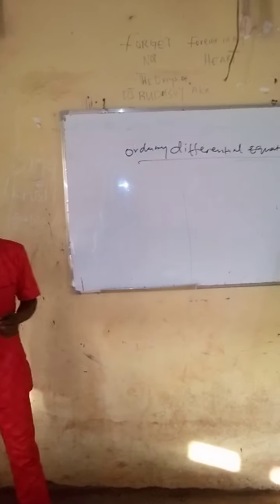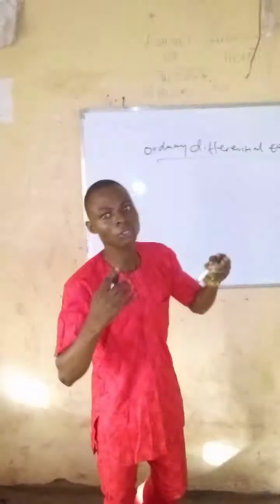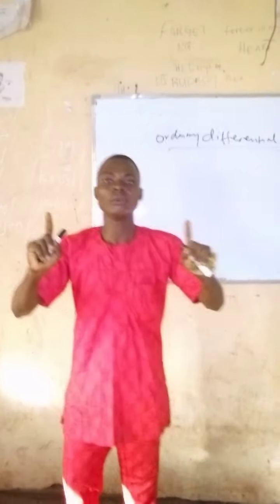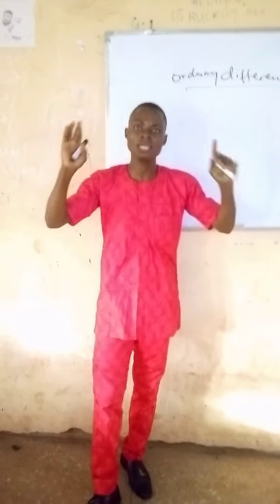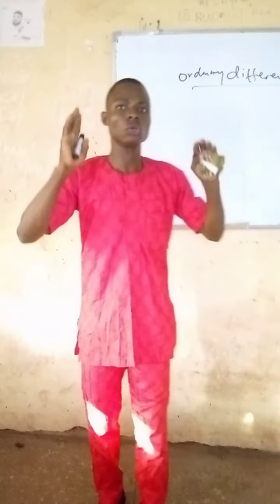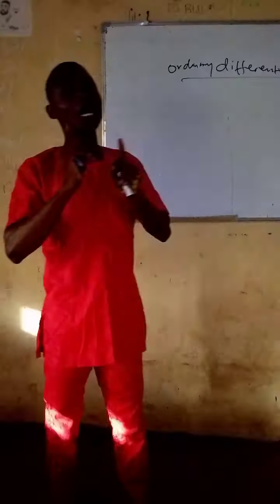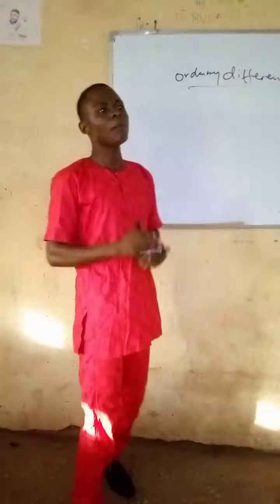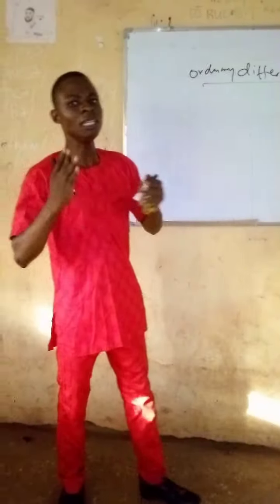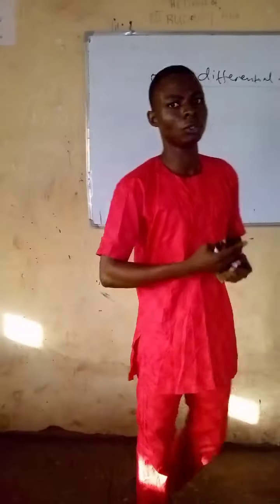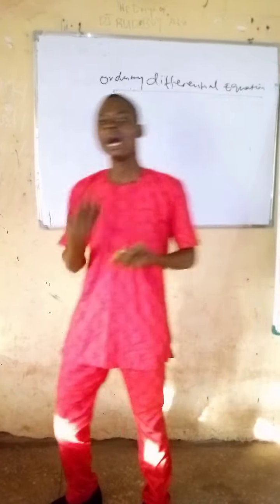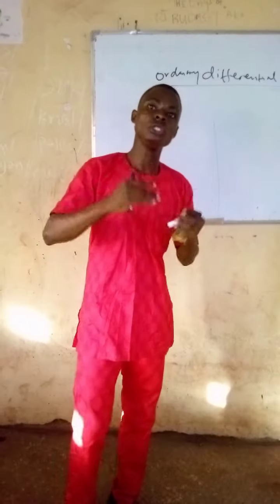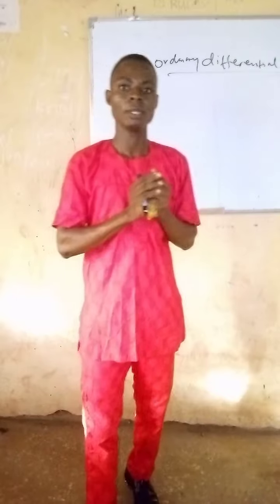What is the ordinary differential equation? It's a kind of equation that has only one independent variable, as unknown variable and one dependent variable. So when we talk about differential equation, there are many methods of solving differential equation. We have homogeneous, we have non-homogeneous, we have linear, we have non-linear homogeneous equation. We have all of them.